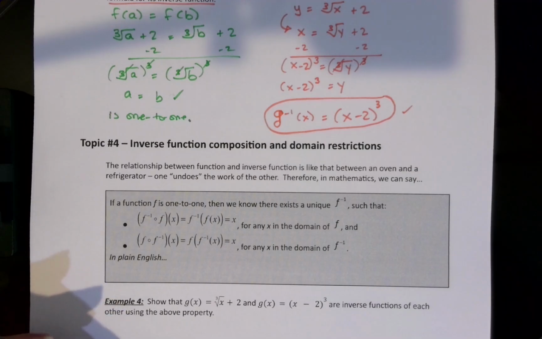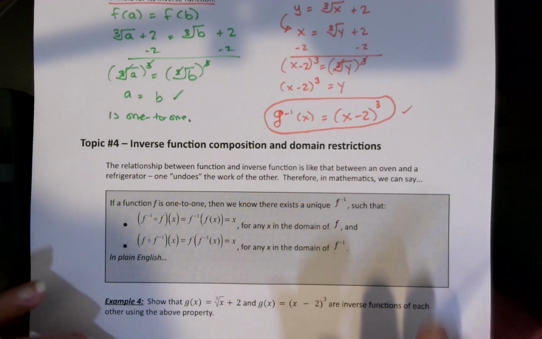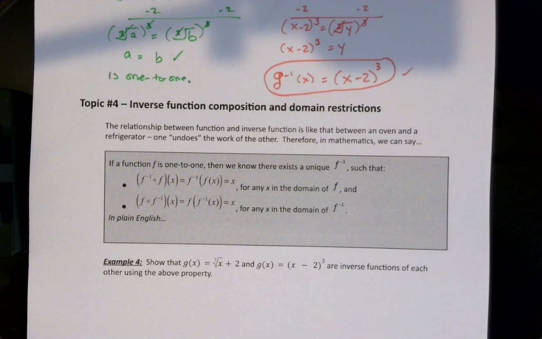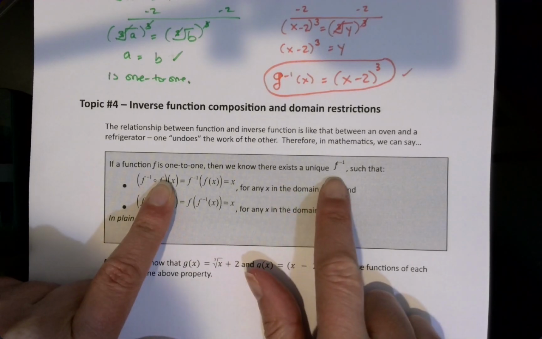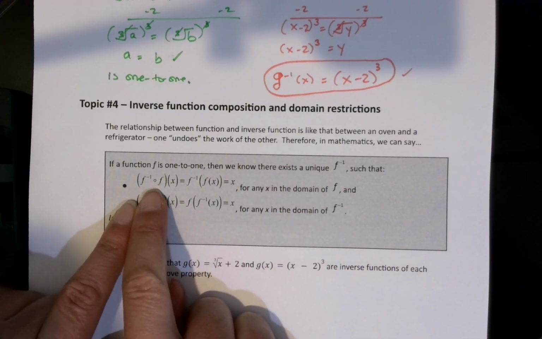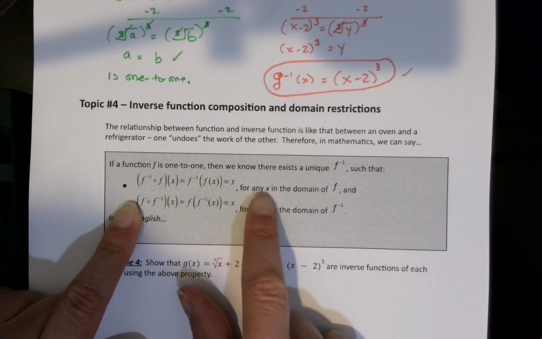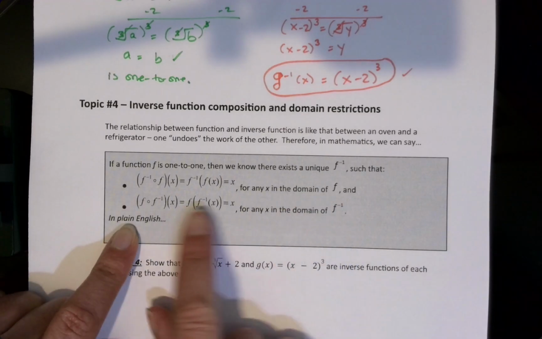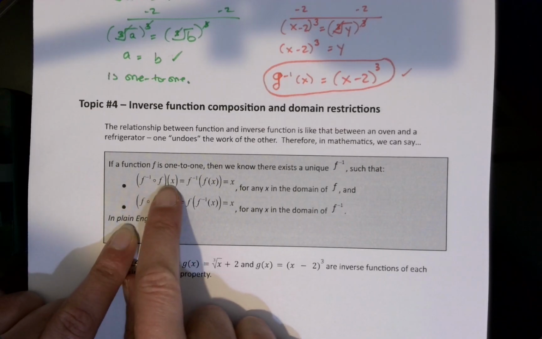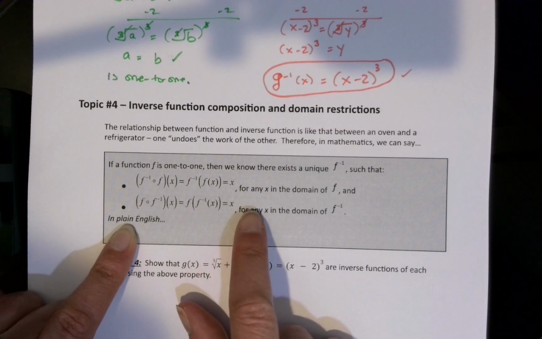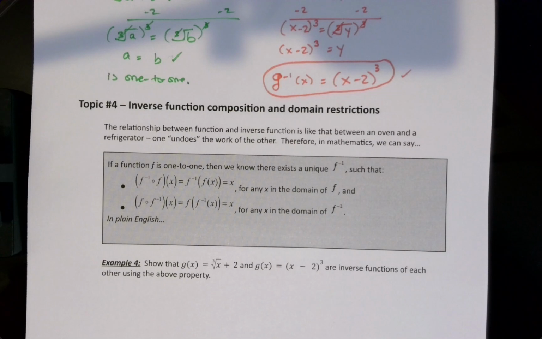Okay, so topic 4, we're looking now at inverse function composition and domain restrictions. So if a function is 1-to-1, we know that there exists a unique inverse function such that if I compose the function and its inverse in either order, I get back to where I started for any x that's in the domain of f. And vice versa, if I compose f of f inverse of x, I'll get back to x for whatever variable I started, as long as x is in the domain of the inverse.